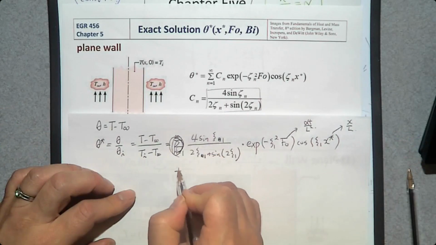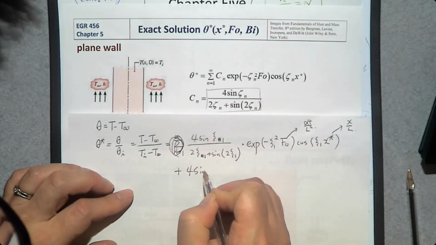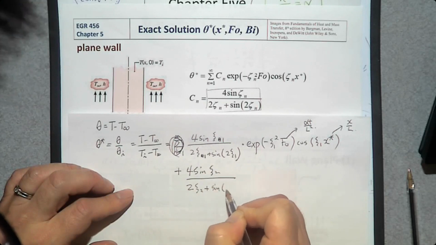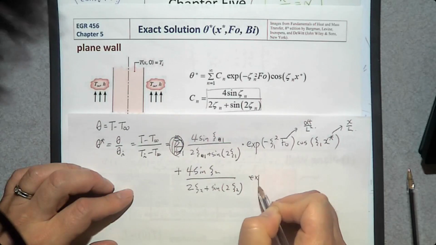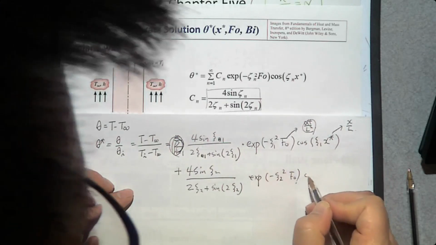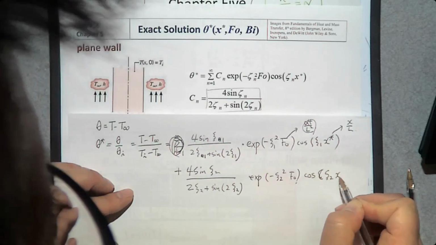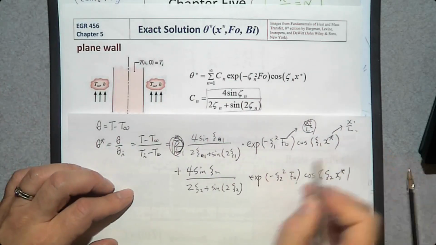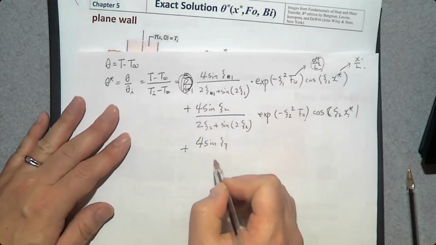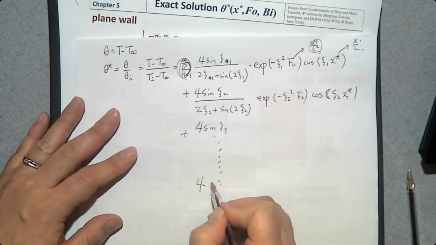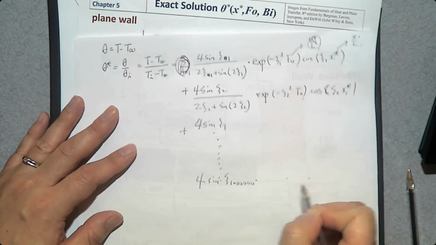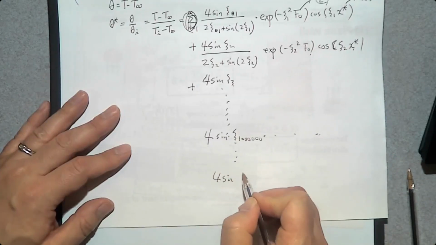So now let's go to number 2. 4 times sine zeta 2 divided by 2 zeta 2 plus sine 2 zeta 2, times exp of minus zeta 2 squared Fourier number, cosine zeta 2 x star, where x star is x over L, plus. Now number 3, 4 times sine zeta 3, and so on, and so on. 4 times sine zeta 1 million, and so on.